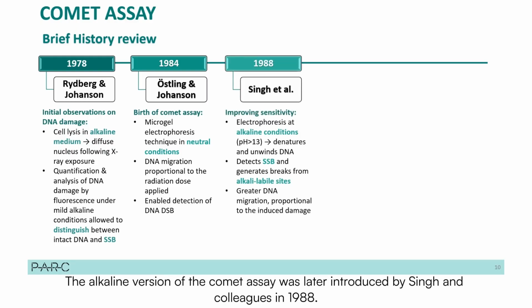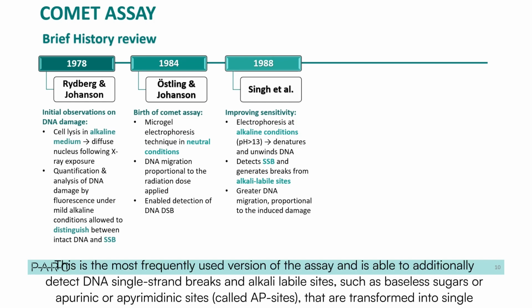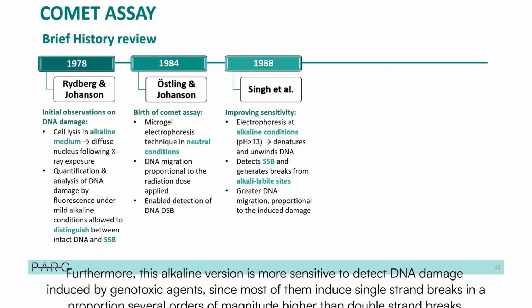The alkaline version of the comet assay was later introduced by Singh and colleagues in 1988. This is the most frequently used version of the assay and is able to detect, additionally, DNA single-strand breaks and alkali-labile sites, such as baseless sugars or apurinic and apyrimidinic sites, called AP sites, that are transformed into single-strand breaks under alkaline conditions at pH higher than 13.